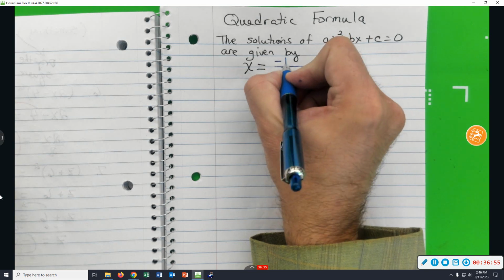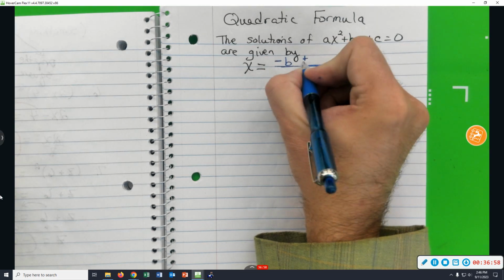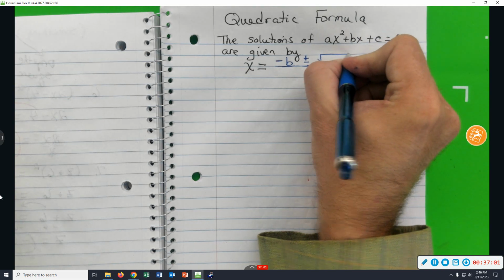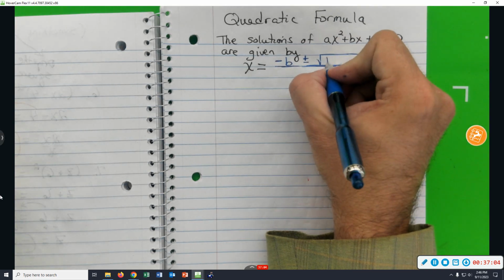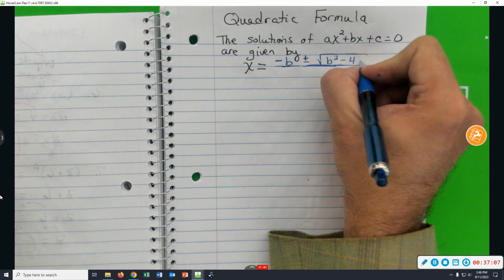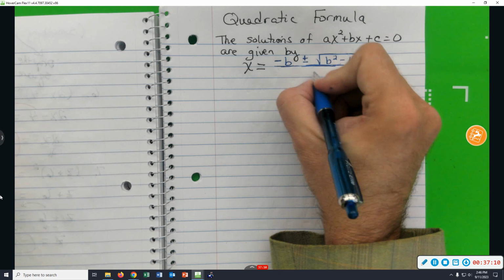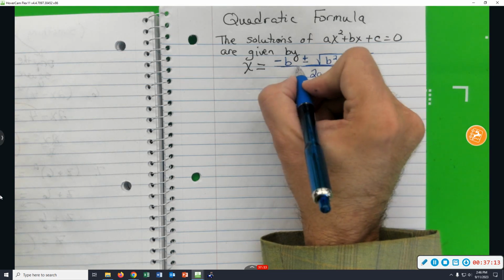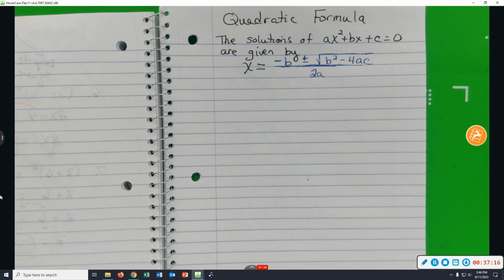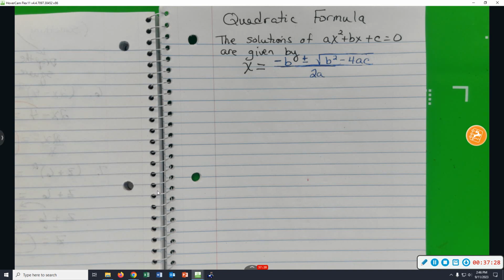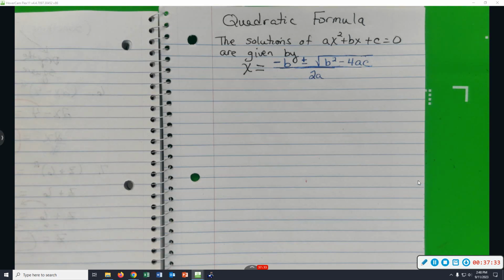Negative b plus minus the square root of b squared minus 4ac all over 2a. Negative b plus minus the square root of b squared minus 4ac all over 2a. So this is a formula that will solve any type of quadratic equation.